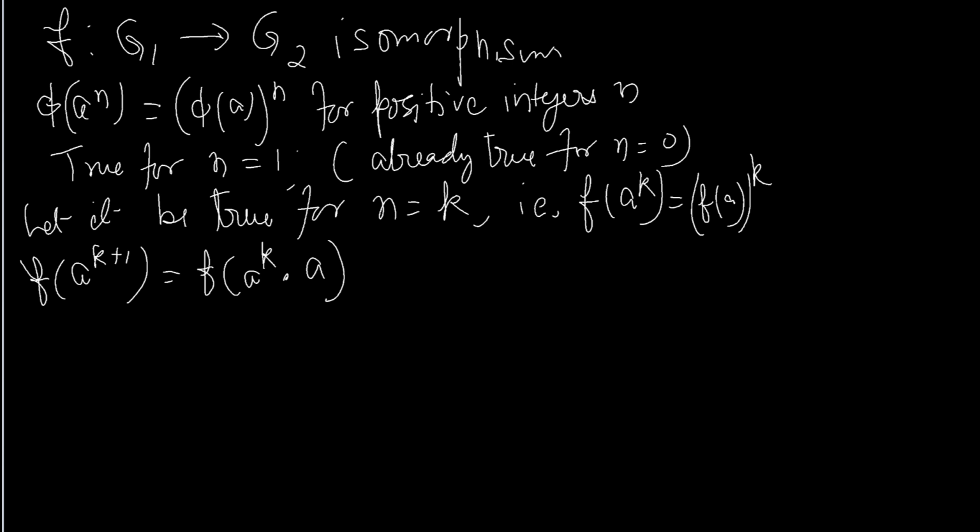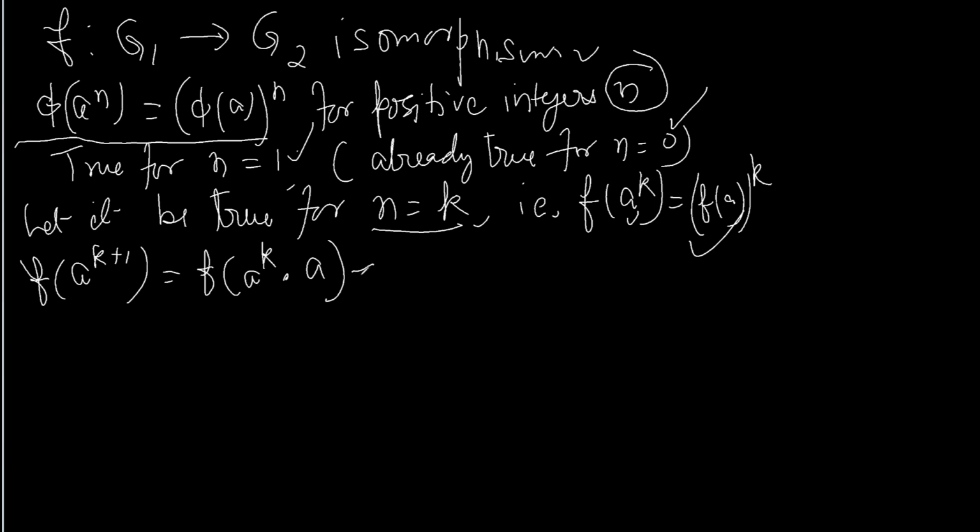So on the previous slide, what we were doing was that if this is an isomorphism, then we are going to prove this for positive integers n. For 0, we had already seen that it was true. We saw that it is true for n equals 1, even n equals 2. So now if we assume it true for a positive integer k, that is f(a^k) is the kth power of f(a), then if we look at the image of a^(k+1), we want to show that it holds true on this as well.